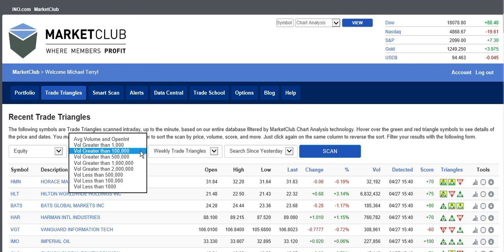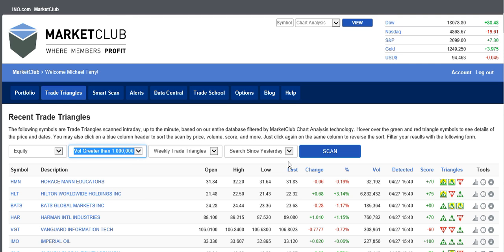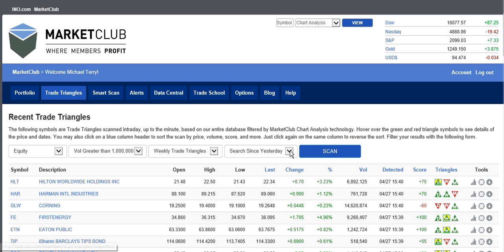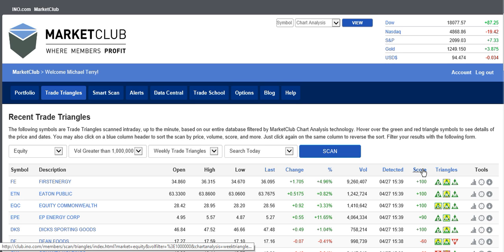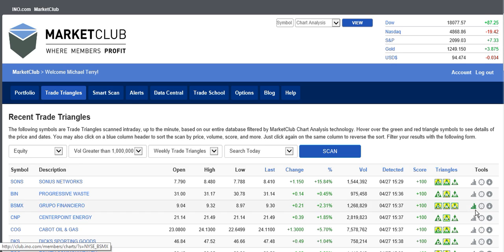I go here. Volume always has to be greater than 1 million. I scan for weekly trade triangles. I scan for trade triangles that were traded on the day of. And then I check their score. So for example, I would go through all of these trades right here to find out if there's a B or A rating in Charles Schwab.